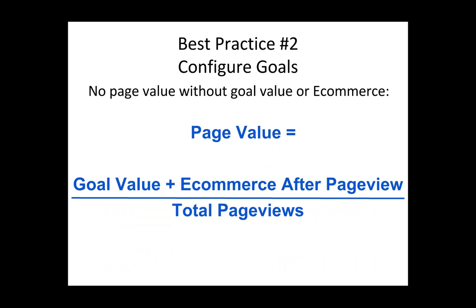This is the formula. The formula is a little bit weird when you first see it, but the page value is calculated as the goal value or e-commerce value after the page view, divided by the total number of sessions in which the page was viewed.